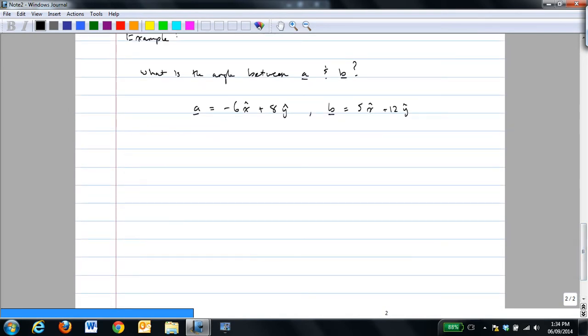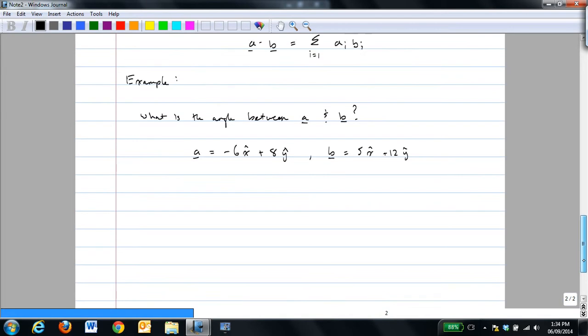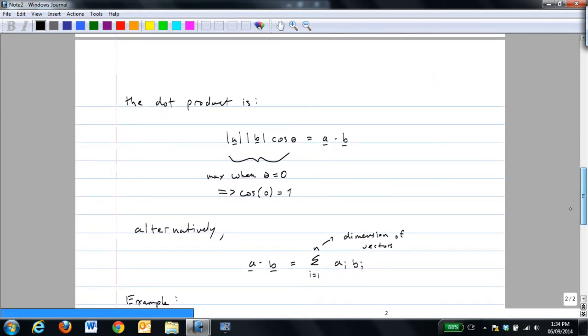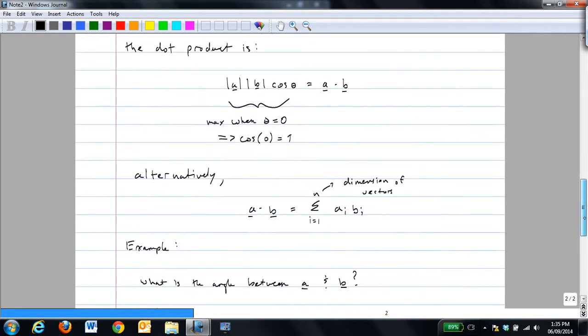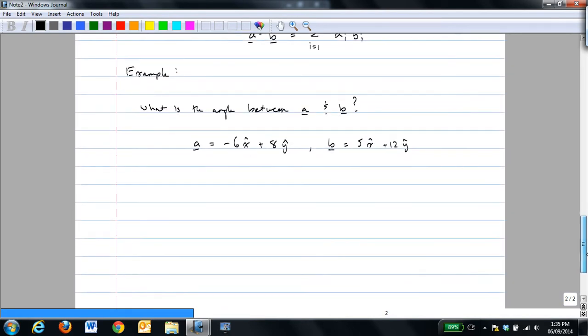Okay, so how do we approach this problem? We know from the formula that I mentioned before, all we need to do is find the magnitudes of the vectors and then the dot product between them. And once we have that, we can divide the dot product by the magnitudes, take the inverse cosine, and we find the angle between them.